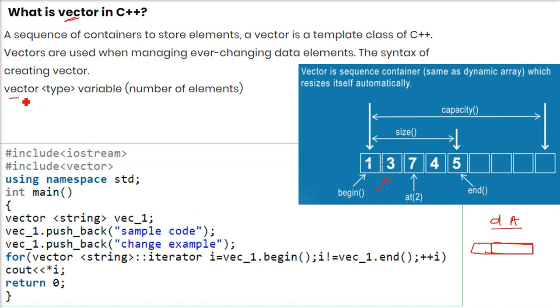We write vector, then in angle brackets the type, then the variable name, and the number of elements, like this: vector of integer, variable name rooms, 9. You don't have to specify this 9. I'll just show you how we don't need to do this.